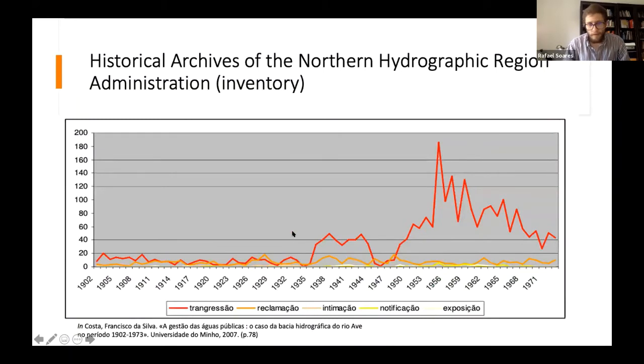And I don't have a better graphic to show you, so I will use one of Professor Francisco Costa. In red, you can see the total amount of transgressions by year. And you have a sort of irregular line from the beginning till 1935. Then with the Second World War, we have more transgression cases registered, with another drop with the end of the Second World War. And then we have a sort of irregular increases and decreases. It is a very irregular line.